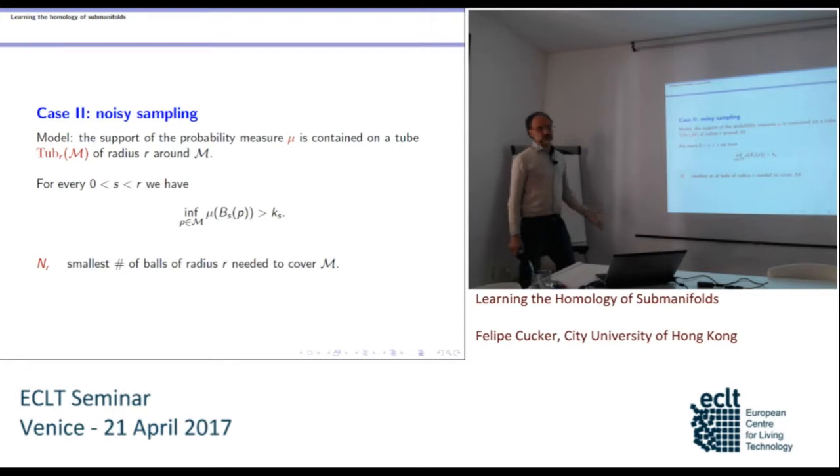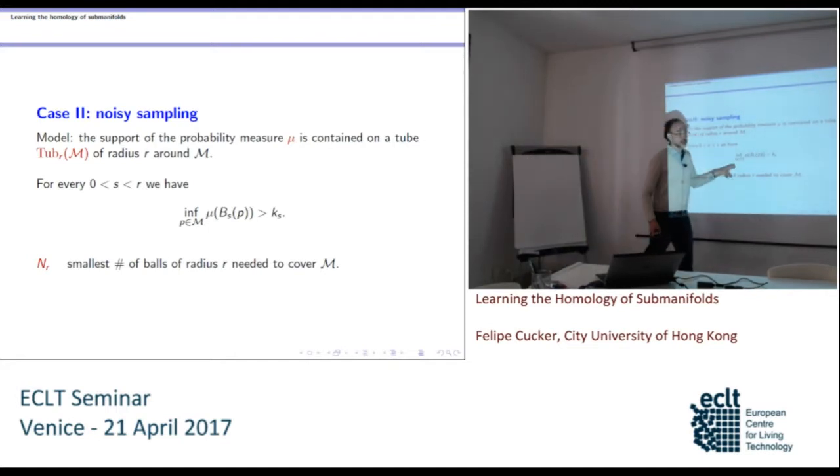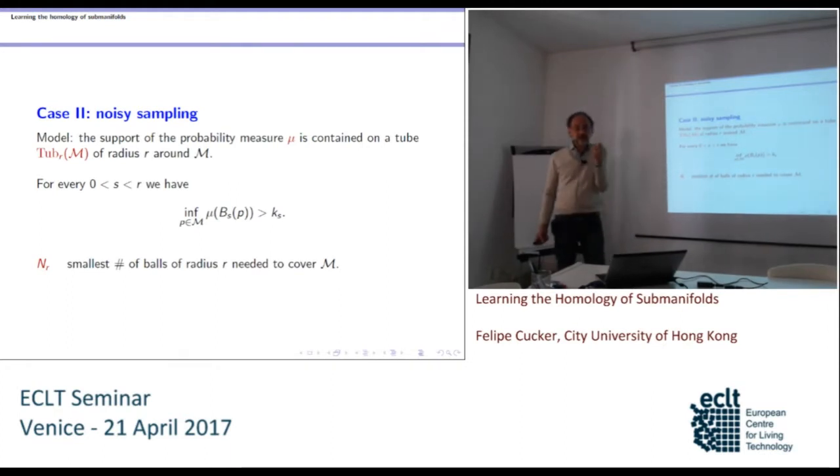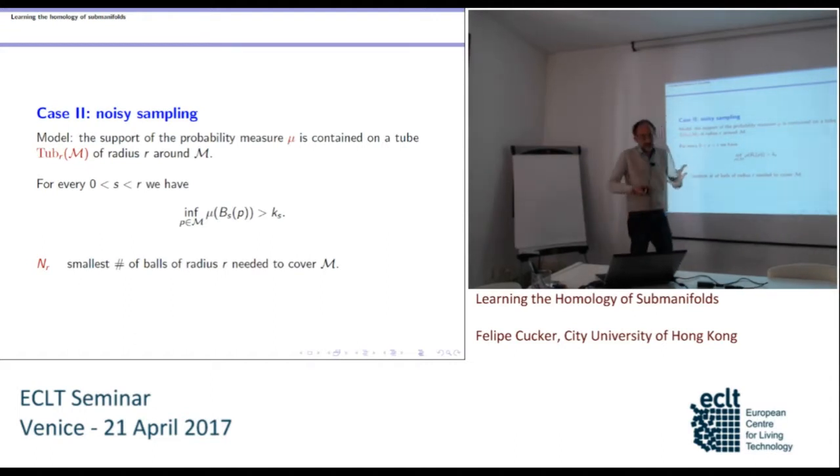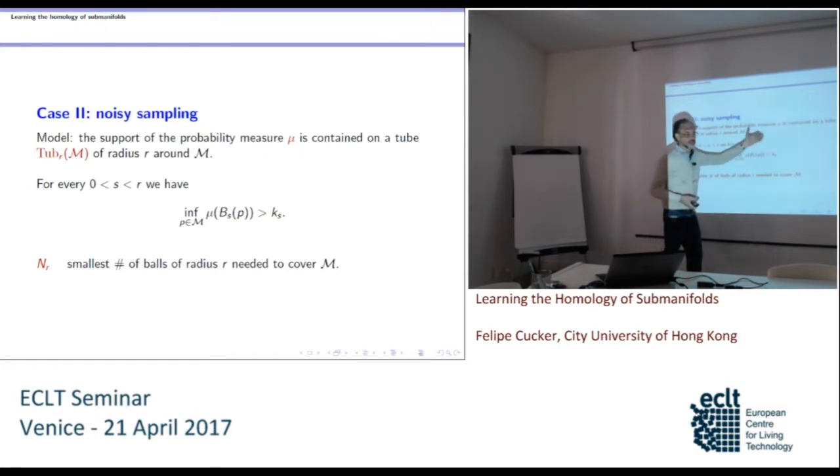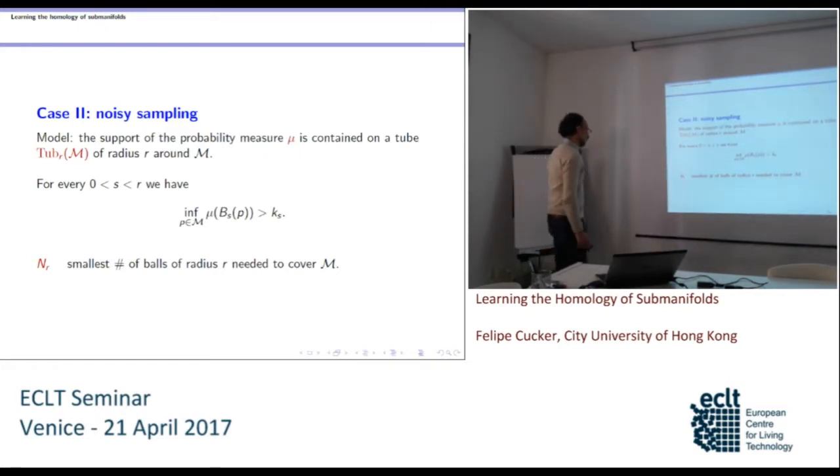This is simply a more general model than, say, taking the uniform measure on this crown. It's a little bit more general. But I need to request something from the measure: that the balls cannot have a measure which is too little. If my balls have radius s, no matter where they are centered, they need to be larger in measure than a certain constant, k sub s. And then n sub r is the smallest number of balls of radius r needed to cover M.